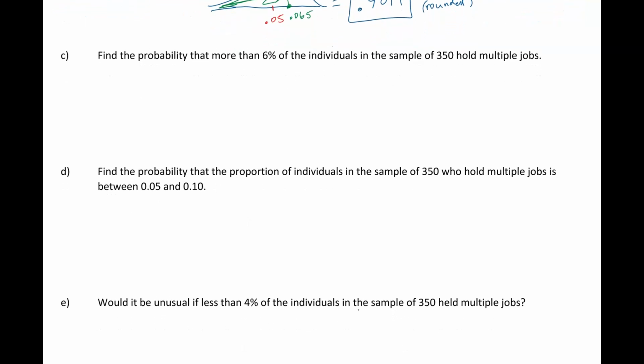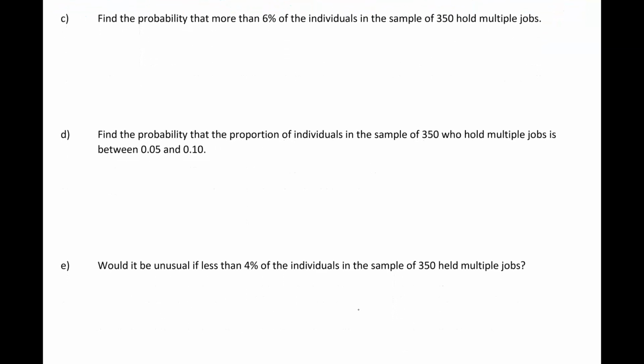Find the probability that more than 6% of the individuals in the sample of 350 hold multiple jobs. So our standard drawing, 0.05 in the middle. That's going to be in the middle of all our drawings for this problem. And now we're going larger than, greater than 6%, which is 0.06. So 0.06 somewhere to the right, probably not very far to the right, but then we're going even more than that. So the probability that a sample proportion is more than 6%, or 0.06, would be normal CDF.